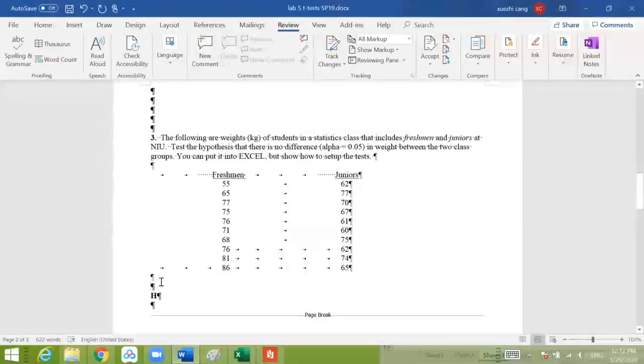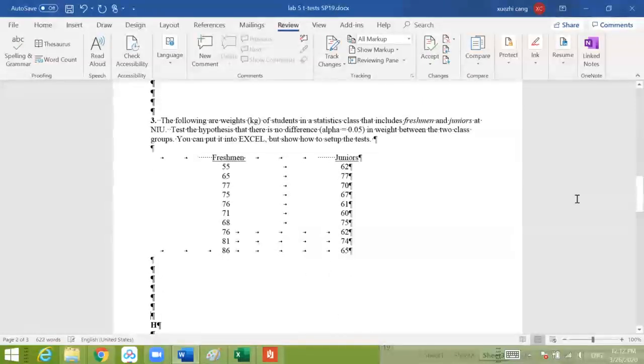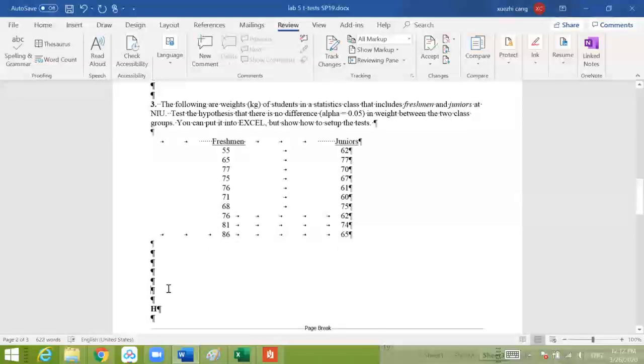And see the average weight of the freshmen is the average 1, or mean 1. Here I just call this mean 1, minus mean 2. Mean 2 represents the weight of the juniors. So if there is no difference between these two groups, then their difference should be 0 or close to 0.